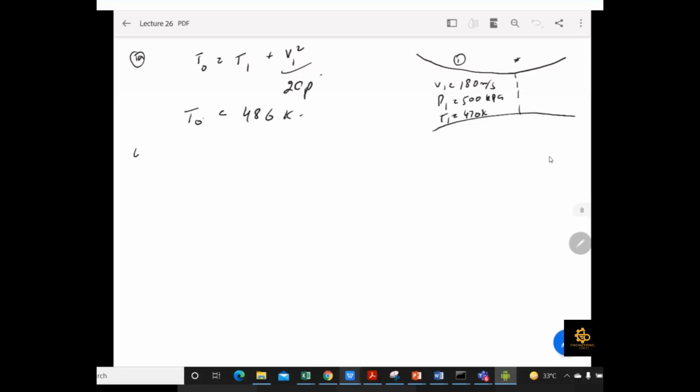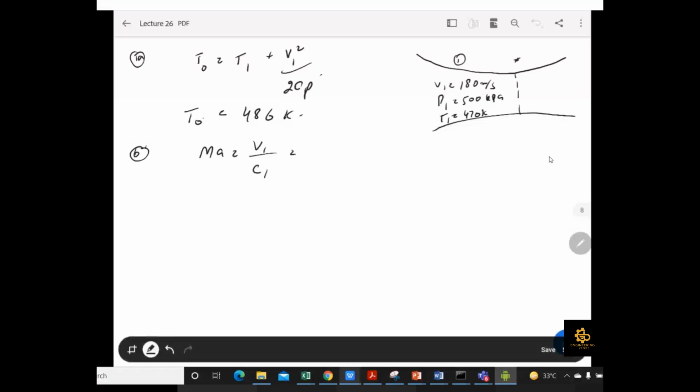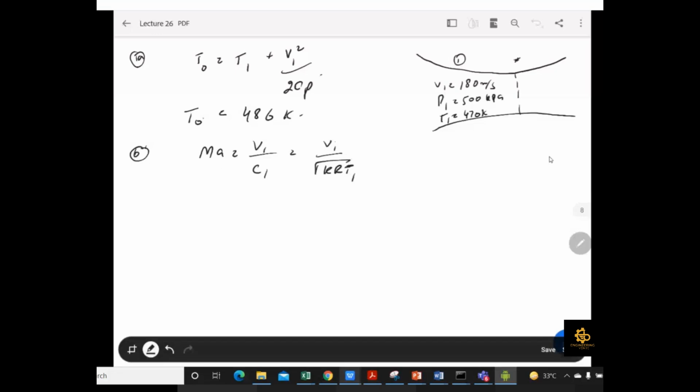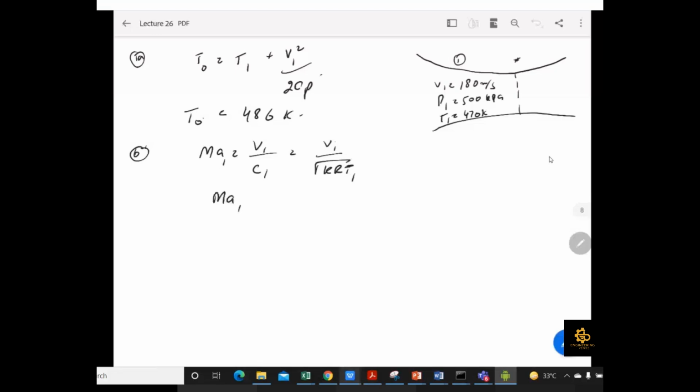Coming towards part B, you have to find the Mach number at section 1. If you know the velocity at 1 and the speed of sound at 1, you can easily find the Mach number: V1 over under root K R T1. K is known to us, R is known from the thermodynamic table or you can remember it, and T1 is known. So the Mach number at section 1 becomes equal to 0.414. This is your part B.